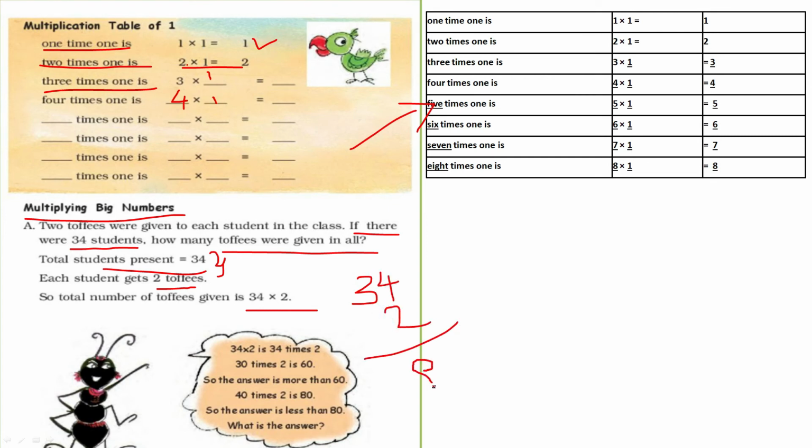4 2s are 8, 3 2s are 6. So the answer is more than 60. 40 times 2 is 80, so the answer is less than 80. What is the answer? The correct answer is 68.